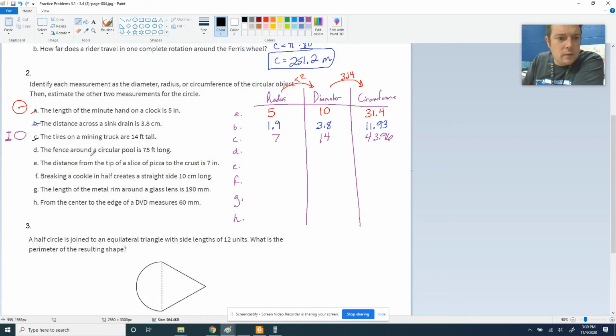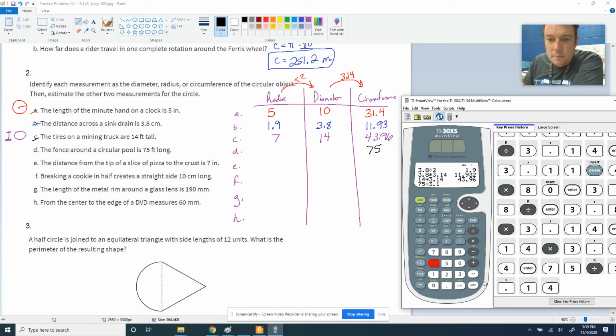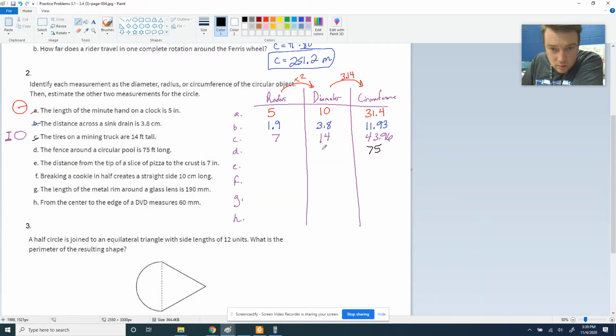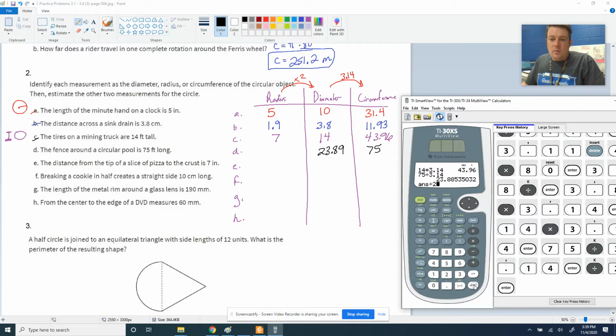All right. Next one, I'm going to use this lovely black color for D, the fence around a circular pool. All right, so the fence around, that's telling you the circumference. So 75. So we got to work our way backwards now. And to come back, when you know the circumference, you divide by pi. So we divide by pi, and that gives us 23.89. I'm going to keep that number on my calculator. And to go back to radius, I would cut that in half, divided by 2. The answer divided by 2, and that's roughly 11.94.